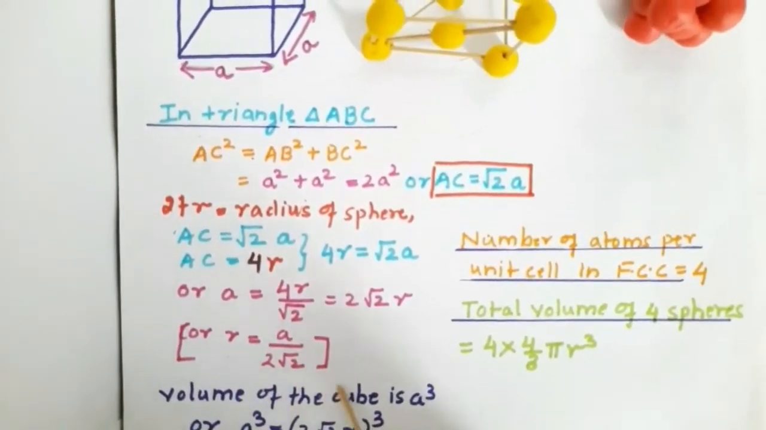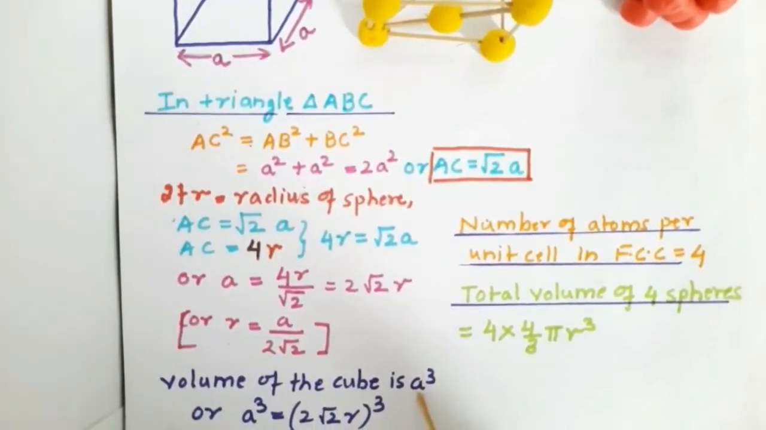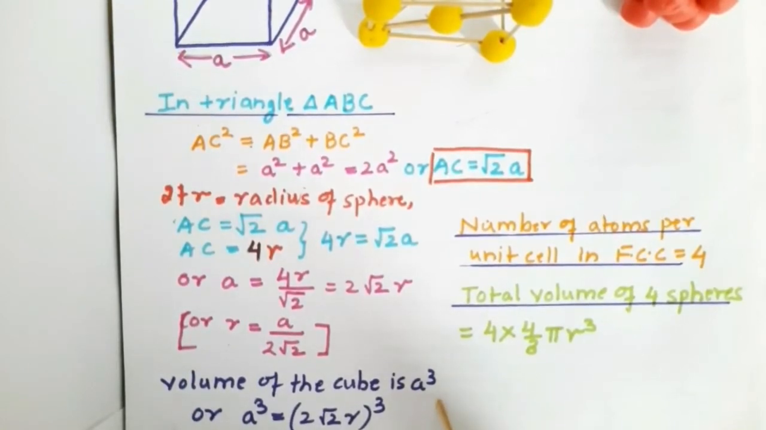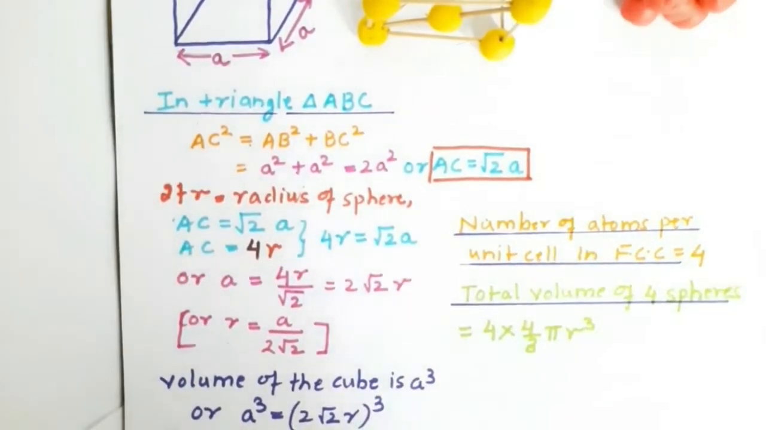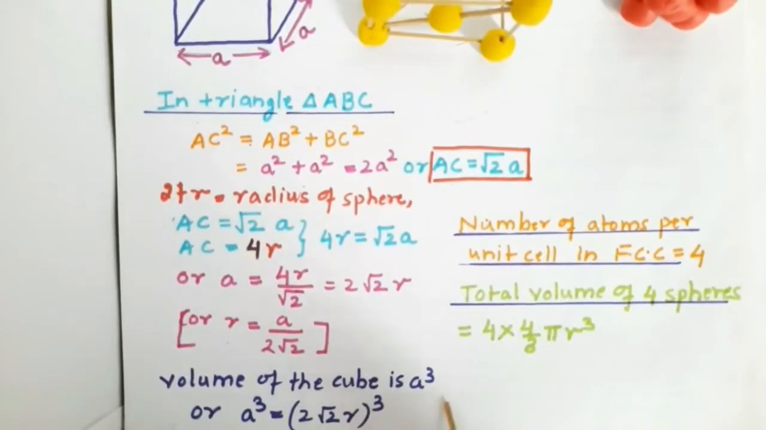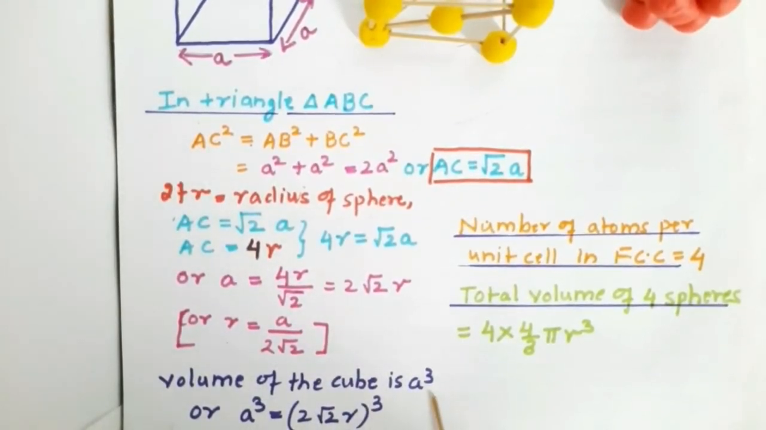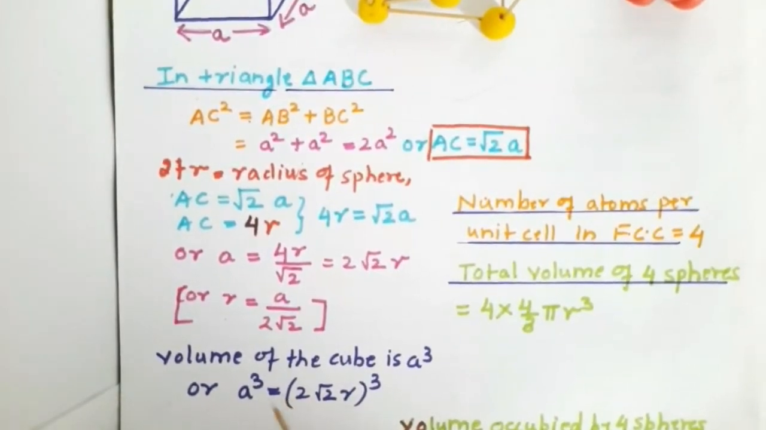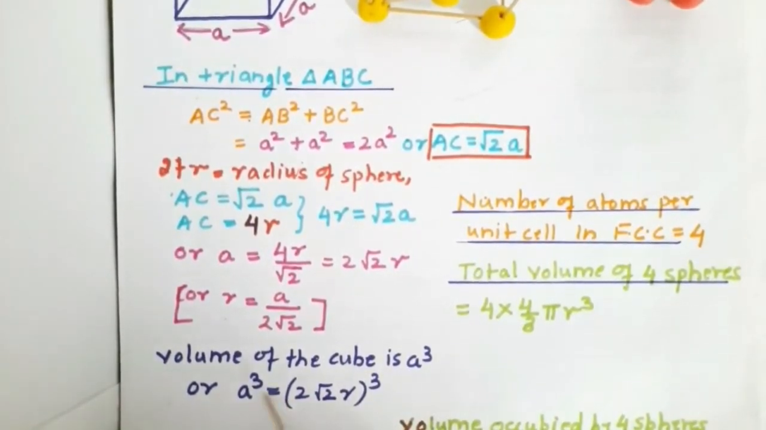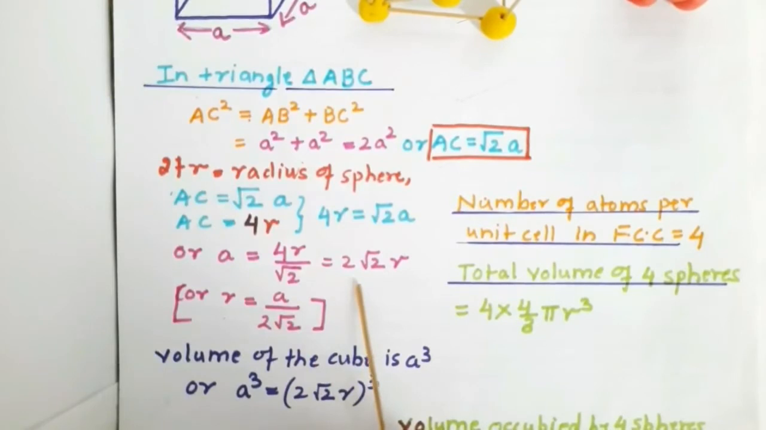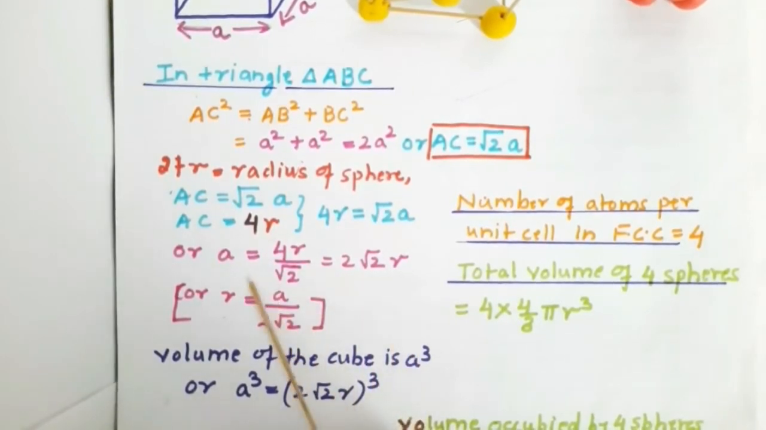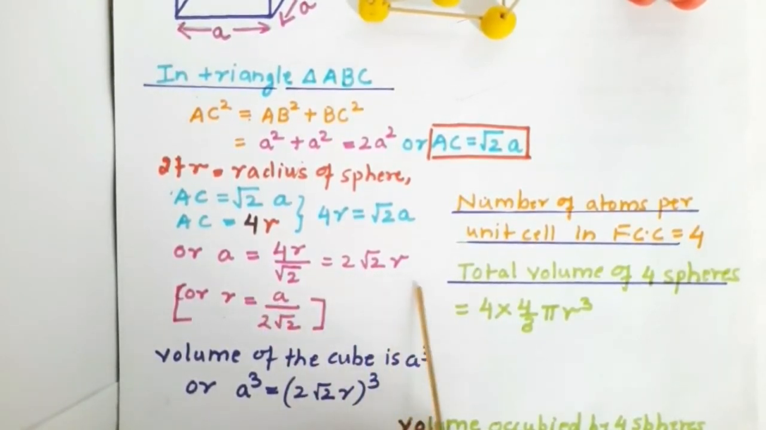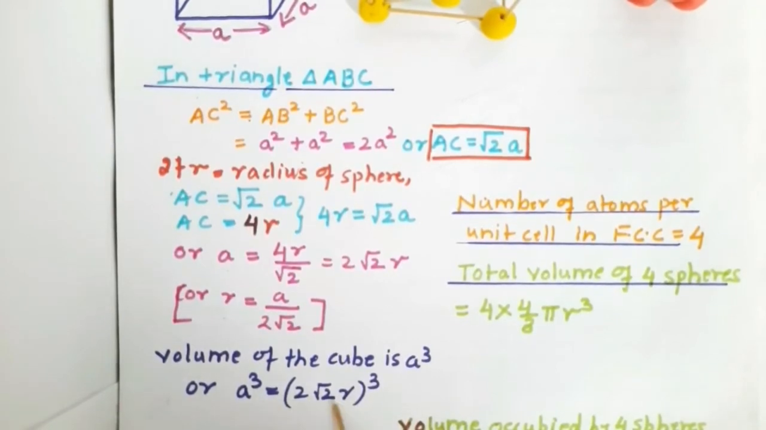Now let us calculate the volume of the cube. It is represented as A cube, where A is the edge length of the unit cell. So A cube, if we represent A in terms of R, where A is equal to 2 root 2 R, we get A cube is equal to 2 root 2 R whole cube.